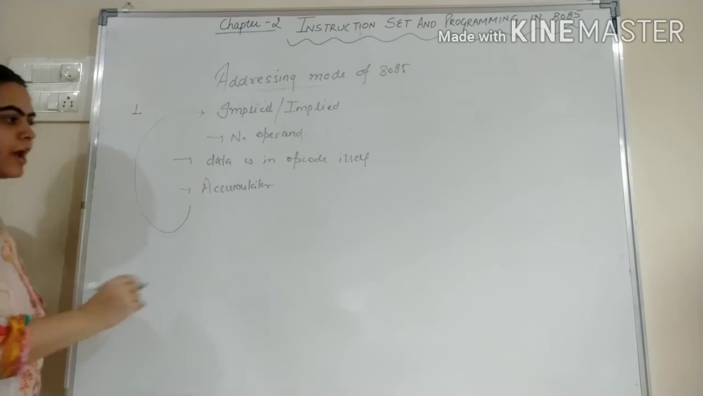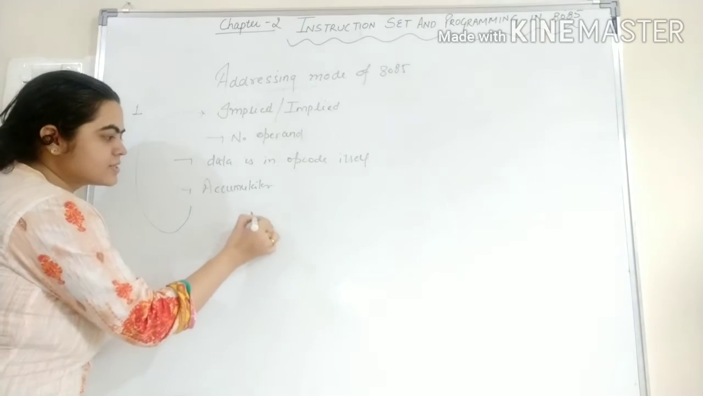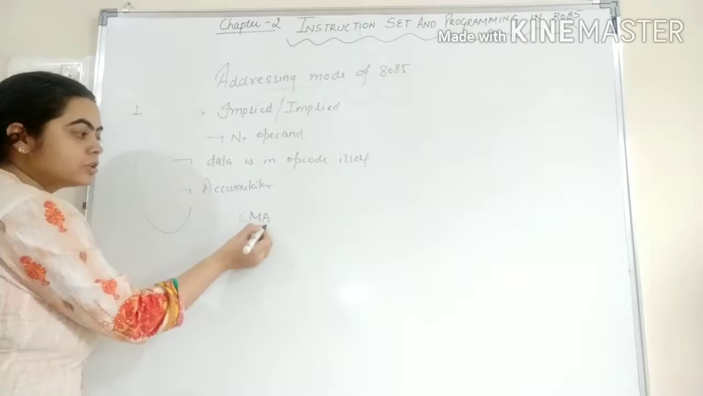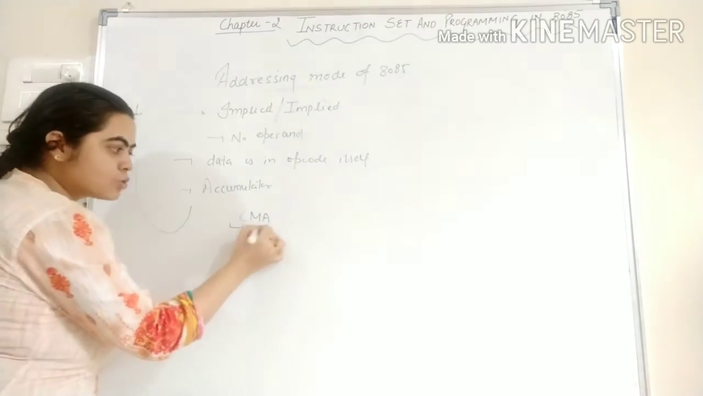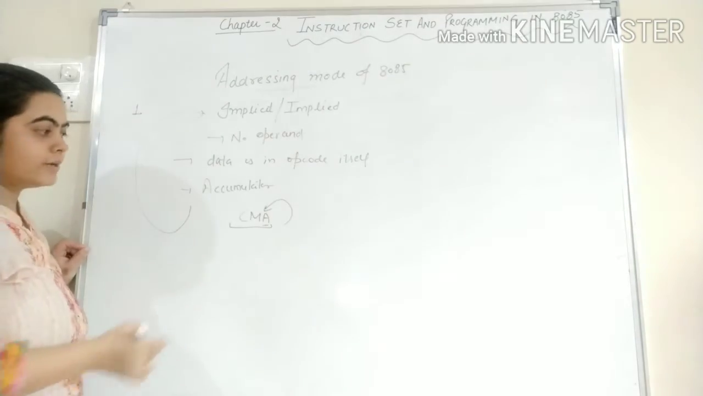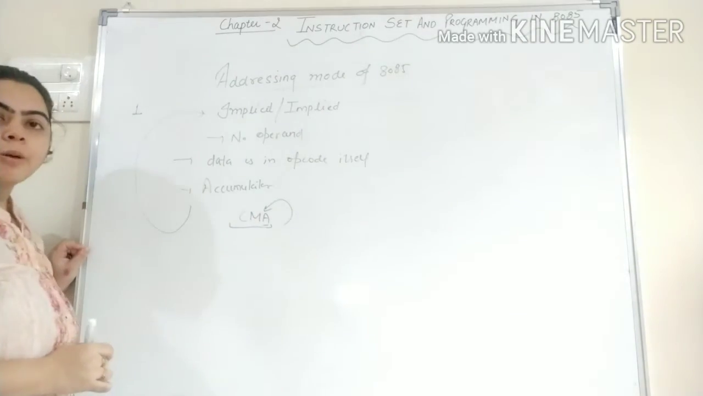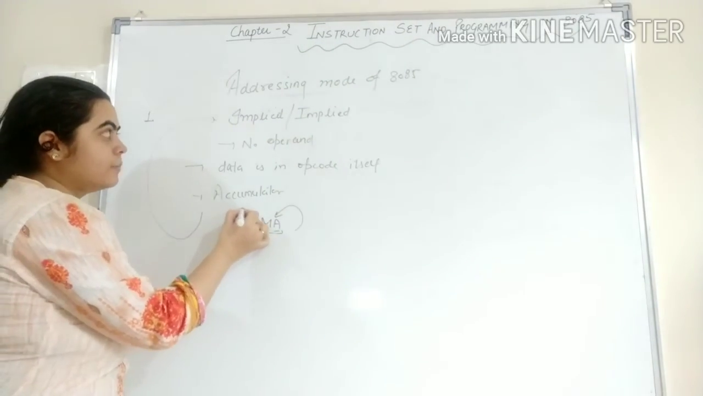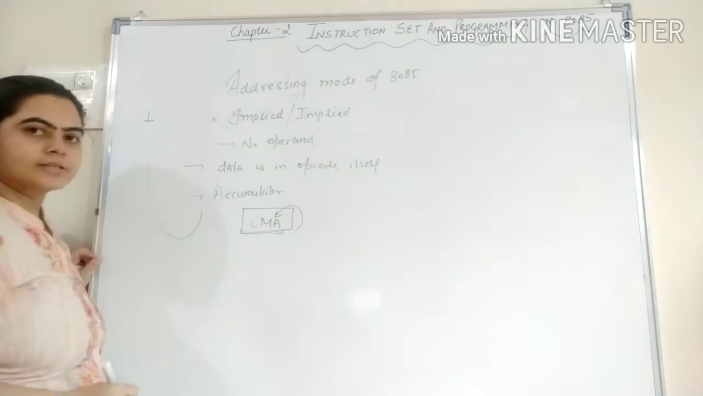For example, we have an instruction that is CMA. CMA means complement the contents of the accumulator. So that means here the data is present in this opcode only, where data is present inside the accumulator, and the microprocessor will complement the contents of the accumulator. So this is the implicit or the implied addressing mode.